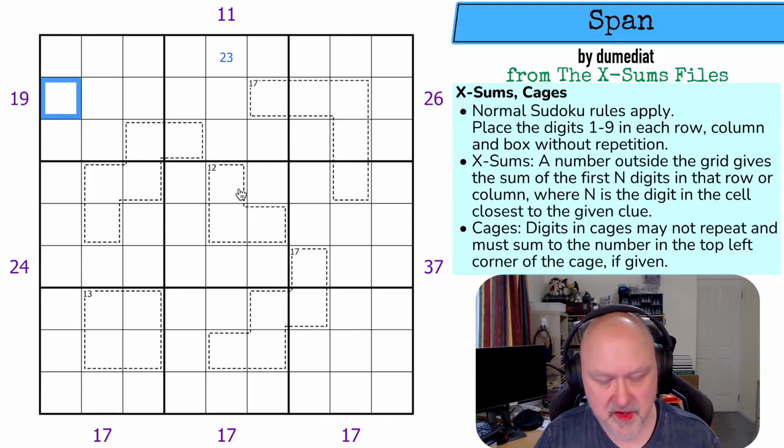Okay, so what can a 19 be? I can't do it in 2. This is 3, 4, or 5. It can't be 6, because the minimum 6 can sum to is 1 through 6, which is 21.